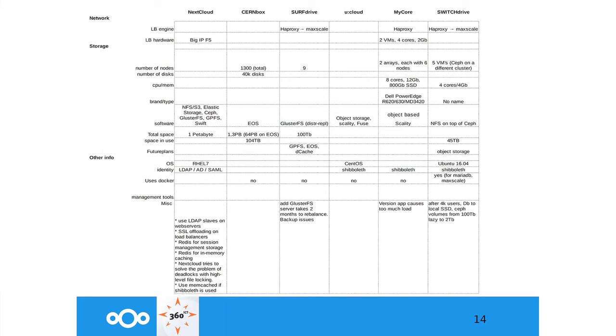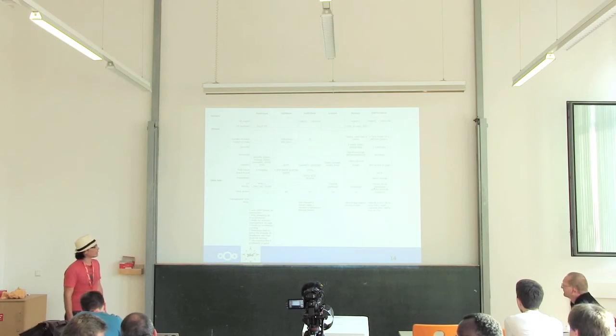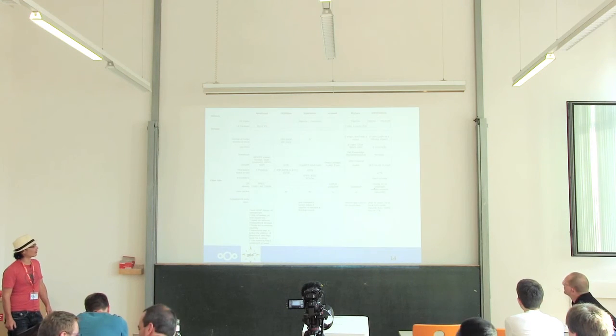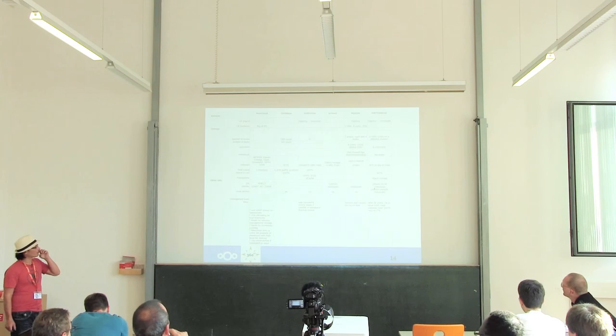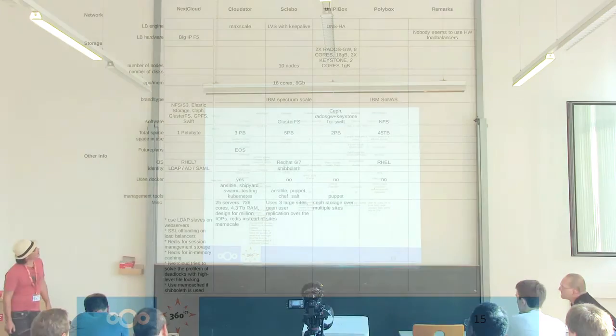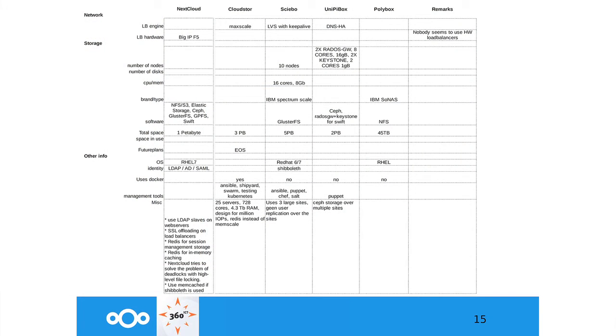Other stuff, MyCore has an issue with the version app, they say. It causes too much load. Oh yeah, SWITCHdrive was the one who had problems with the storage when they put the storage from the SQL servers on the Ceph storage, and they moved to SSD. They also had a 100 terabyte volume, lazy zeroed, and they moved that to 2 terabytes, and after that they could go beyond 4,000 users. Oh yeah, the OS is interesting.